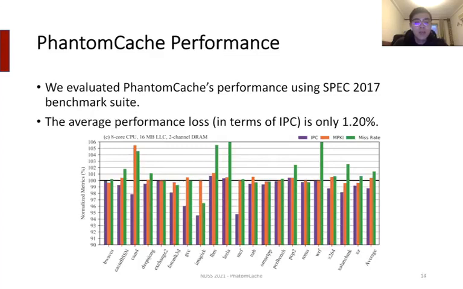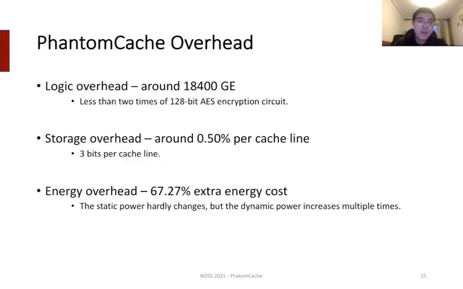We evaluated PhantomCache's performance using the SPEC 2017 benchmark suite, and the average performance loss over all 20 benchmarks in terms of normalized IPC is only 1.2%, as shown in the figure. The other overheads of PhantomCache are as follows. The logic overhead is around 18,400 GE, and this is less than 2 times a 128-bit AES encryption circuit. The storage overhead is pretty low. It's about 0.5% per cache line, which is 3 bits per cache line.